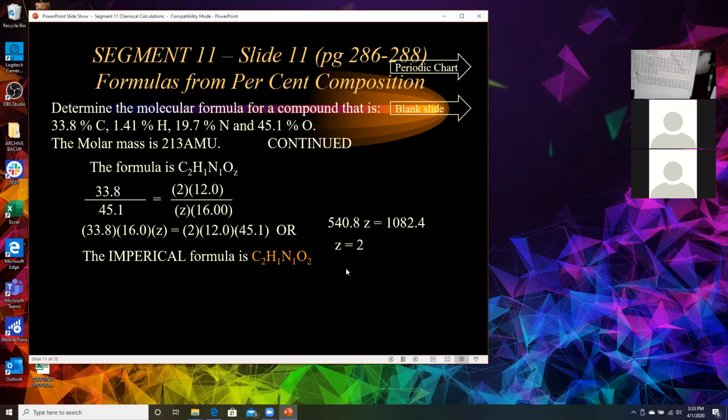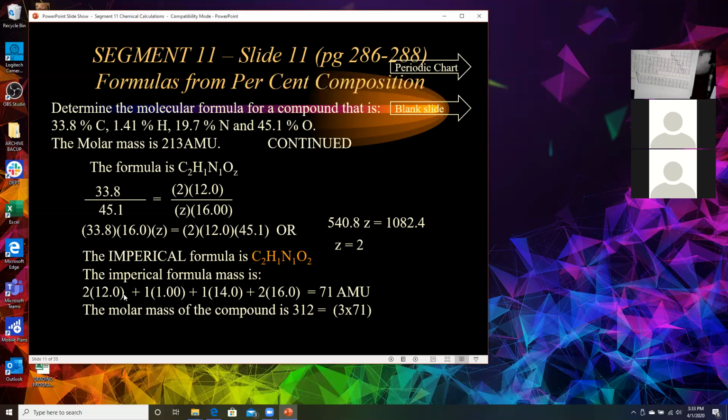C2H1N1O2. But that's not the molecular formula, because when I add all that up, I get an atomic weight of 71. But the problem told me the atomic weight was actually 213. So 213 is exactly 3 times 71. So this formula needs to be multiplied by 3. So the formula is C6H3N3O6.